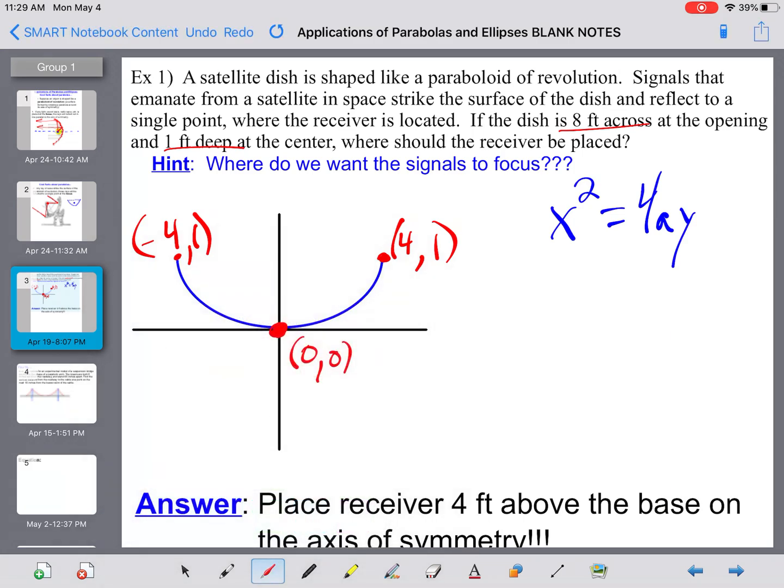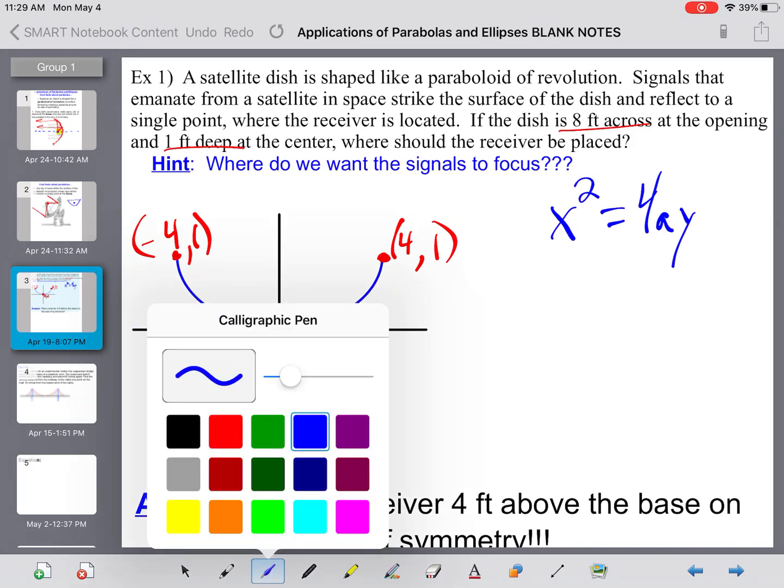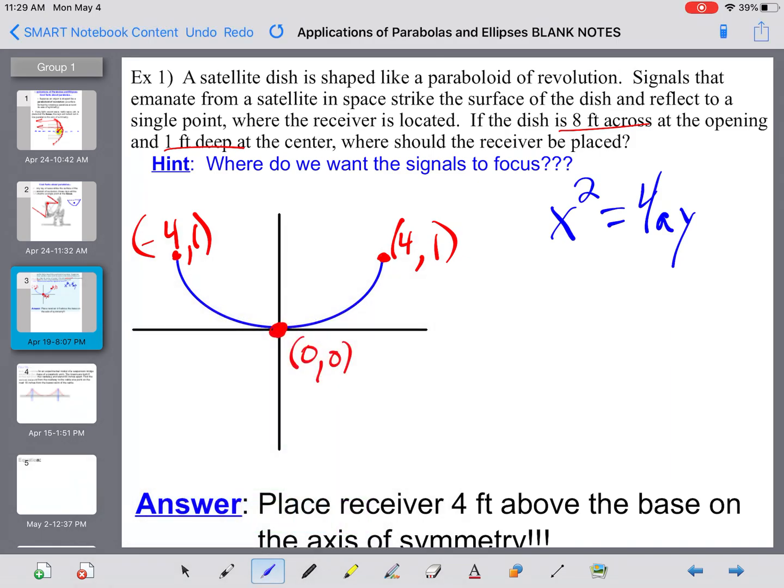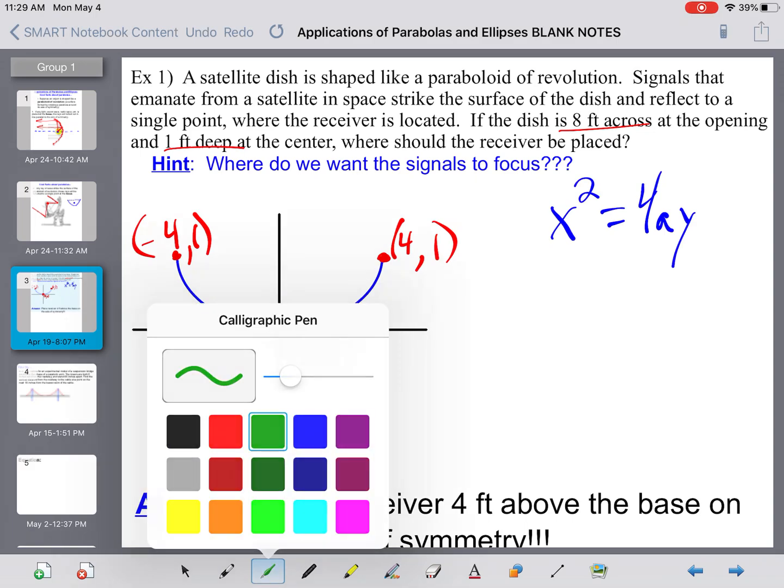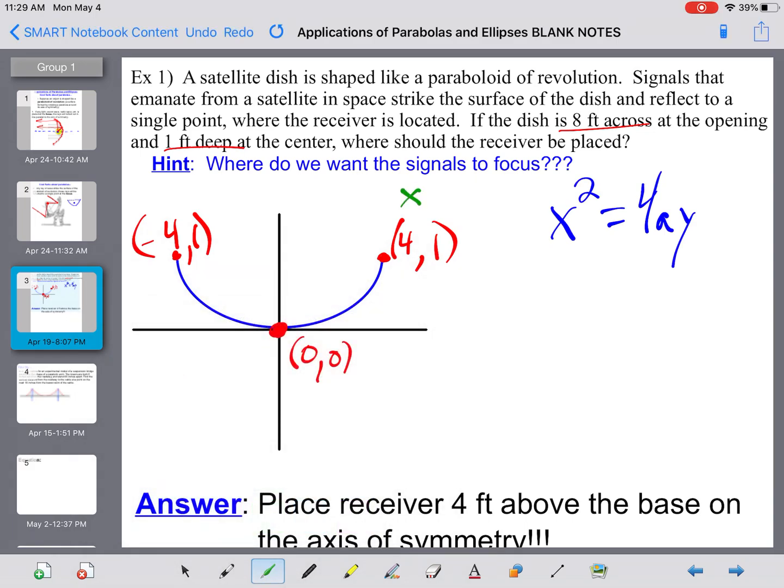Now, we practiced this skill in a previous lesson. I don't know anything about the a value, and that basically is what I'm trying to find, right? The signal to focus is a code for asking where the focus should go. The a value is what takes me to the focus. So what I'm going to do now using this equation is plug in an x, y point so I can solve for a.